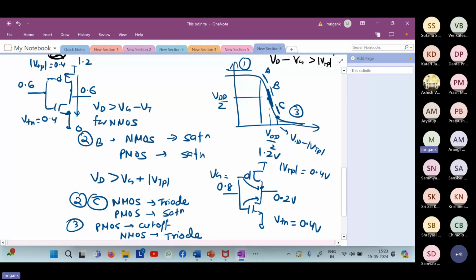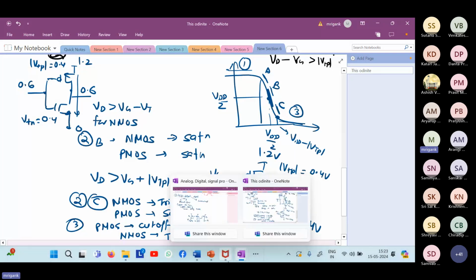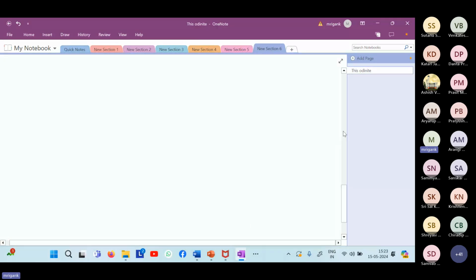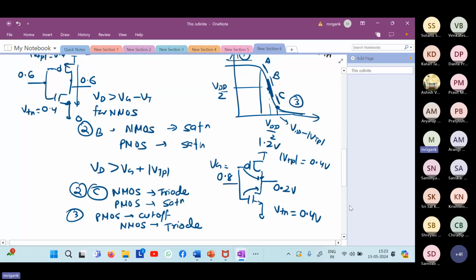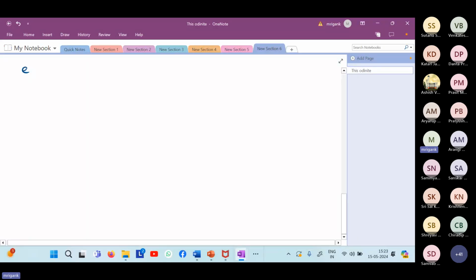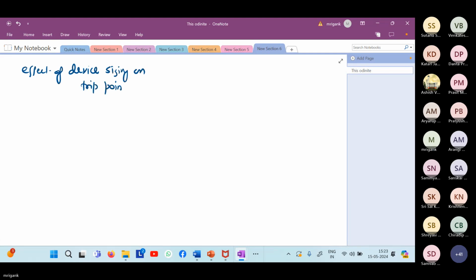Now, if I revisit my question, how do you make this work as an amplifier? Or even before we do that, let us look at another point, which is the trip point. So again, visiting the trip point, effect of device sizing on trip point. So again, qualitatively, how do we arrive at the effect? So this is the characteristics.